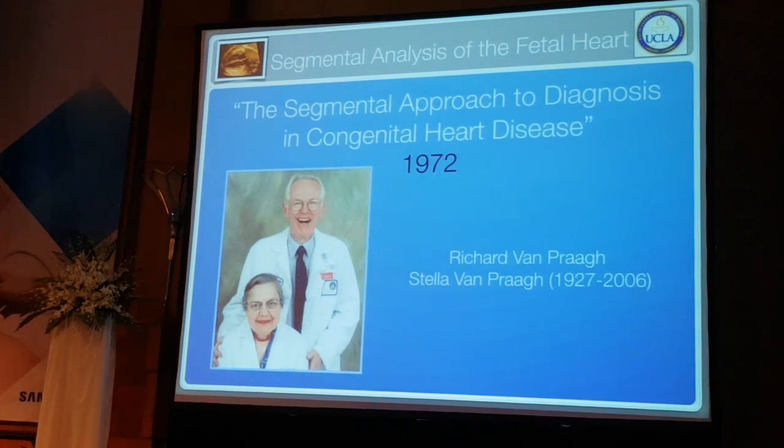So the segmental approach to congenital heart disease is a concept that was first described by the Van Praagh. I had the privilege of meeting them years ago, but they described this in 1972, how to diagnose congenital heart disease using the segmental approach. And this was done with cardiac specimens in the morgue. But it turns out the best way to apply the segmental approach very easily is with fetal cardiac imaging.